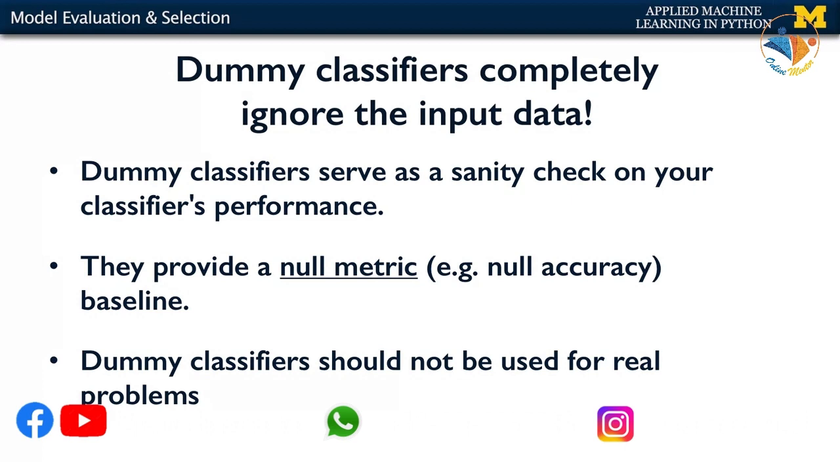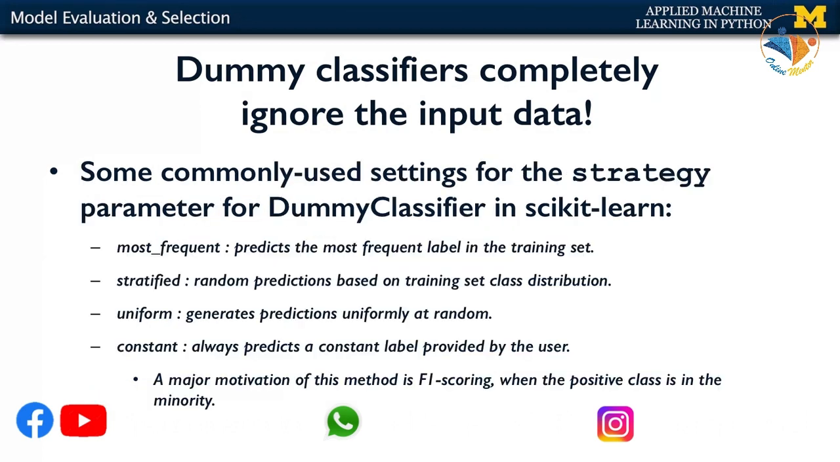You should not use a dummy classifier for real classification problems, but it does provide a useful sanity check and point of comparison. There are other types of dummy classifiers that provide null baselines corresponding to other choices of the strategy parameter, as shown here. Most frequent is the strategy we've just seen that always predicts the most frequent label. The stratified strategy, unlike the constant most frequent prediction, is a random prediction that's based on the class distributions.